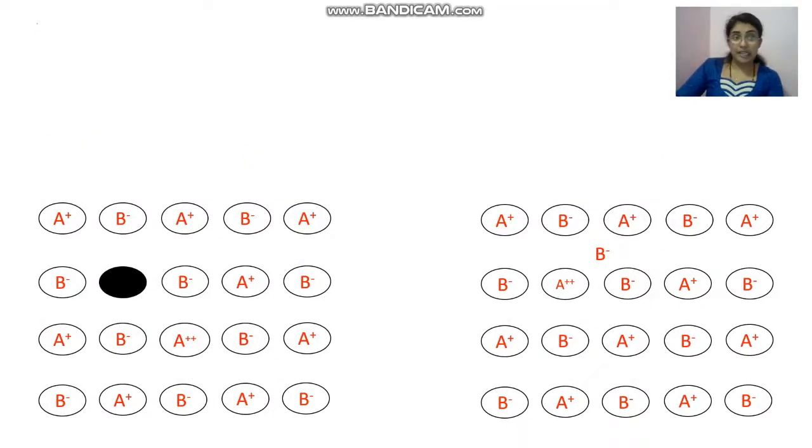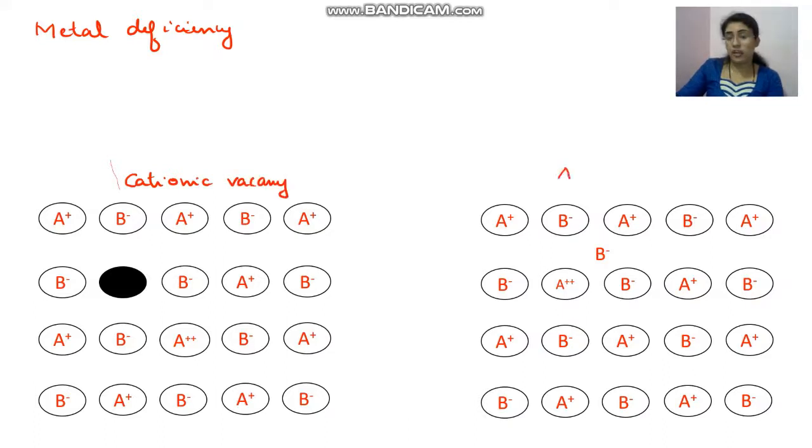Finally, we have the metal deficiency defect. It comes under the non-stoichiometry part, and it is of two types. The first one is cationic vacancy, and on the other side, what we have is anionic excess.